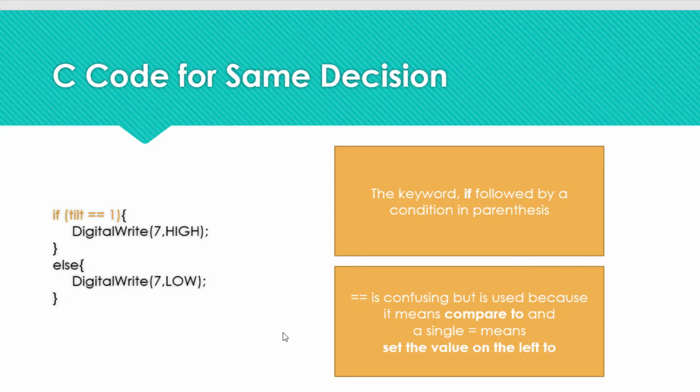And in C and Java and a couple of other languages, the conditions always use double equals to say, is it equal to? The double equal is confusing, but it's used because a single equal means take what's on the right, the expression or the value, and move it into the variable that's on the left. If I was to write this as if tilt equal 1 with one single equal here, it would actually set tilt equal to 1 and then mess up my whole program. So it's important to have the double equals.